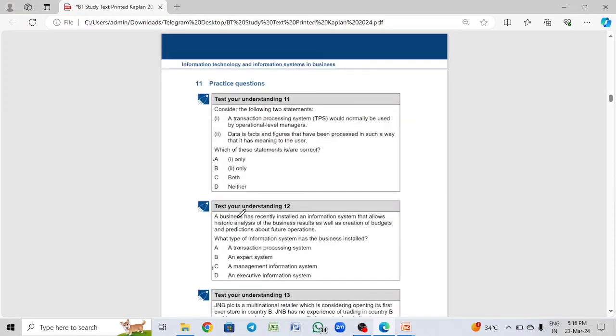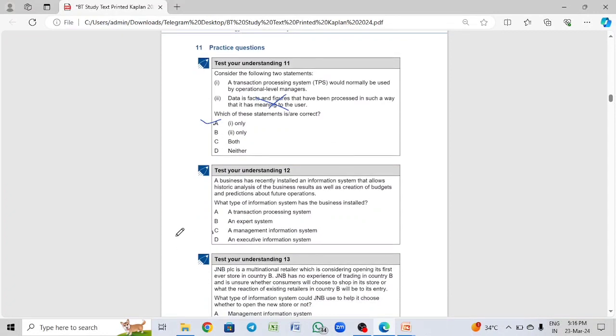Now test your understanding number 11. Consider the two statements. A transaction processing system, which is the TPS, would normally be used by operational level managers. And data is facts and figures that have been processed, so it is information that has been processed. So it is A.